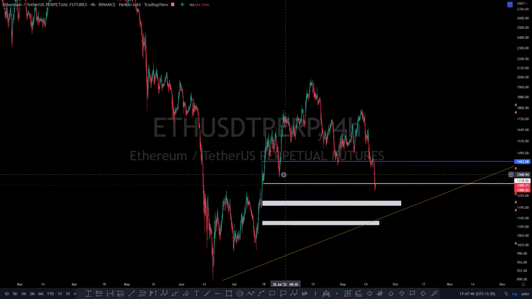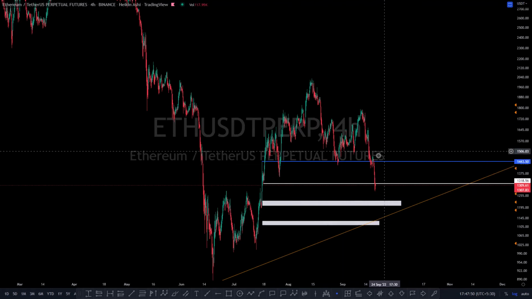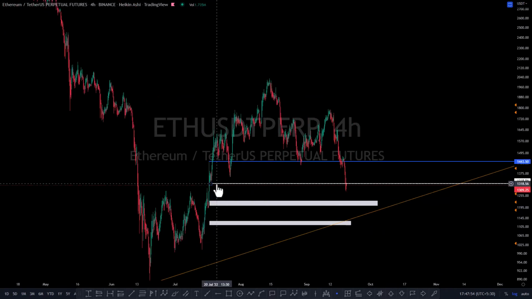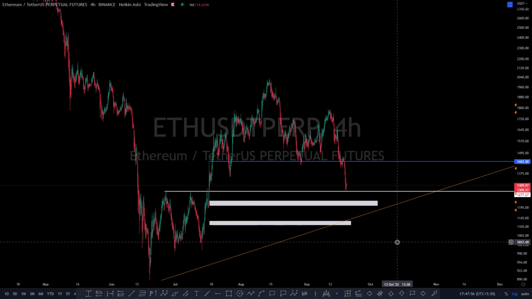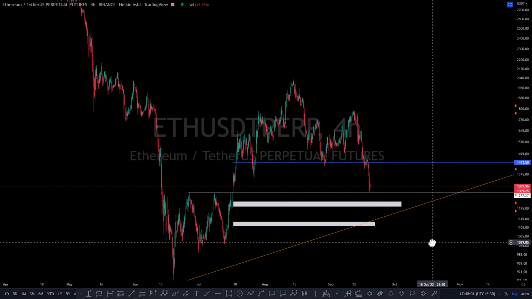Okay, if we broke this level, or this level over here, if this divergence did not play out, you can see that we straightaway came down. Now the next target which I was eyeing on ETH was here. Okay, you can see that we perfectly came and tapped the target at 1280 over here.